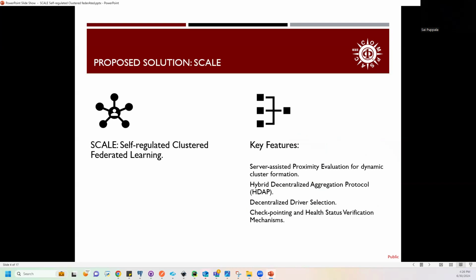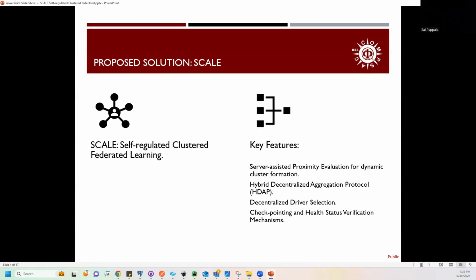So the proposed solution is Scale. Scale is a self-regulated clustered federated learning. In the homogeneous environment, we can also apply that in the heterogeneous, which I will discuss briefly. We are actively working on that in future papers.